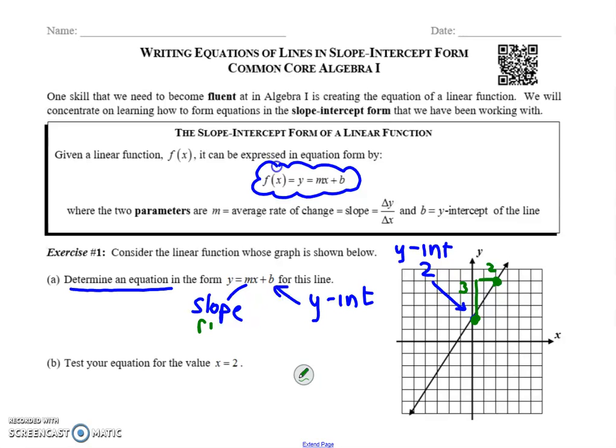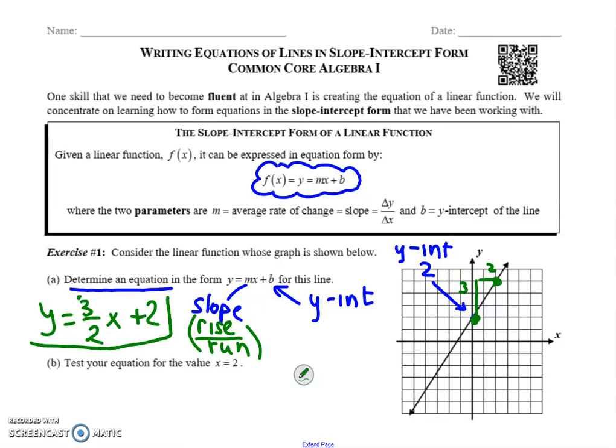Remember, we can use rise over run, or we can use 2 points. Since the graph is already there, we went ahead and did rise over run. So the equation of this line is y equals 3 over 2, that's the rise, this is the run, x plus 2, because that's the y-intercept. I believe that's going to be fairly good review for you.